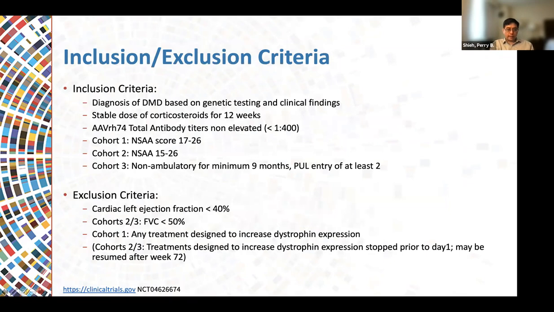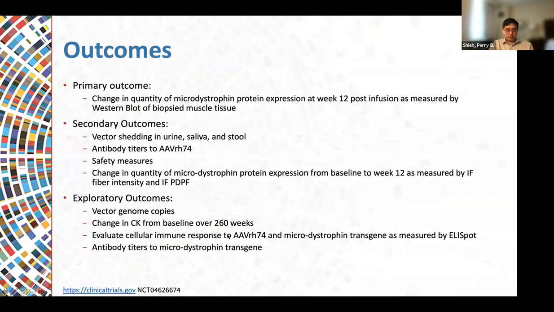They had to have Duchenne muscular dystrophy, genetically proven. They couldn't have antibodies against the vector because then they'd be immune, and so the treatment wouldn't work. And they couldn't be too severely affected. So these are ranges of the North Star Ambulatory Assessment for the first 2 cohorts. For the 3rd cohort, they were looking for non-ambulatory patients, so it's a little bit more severely affected. And they wanted to exclude patients who had bad cardiac disease or bad pulmonary disease.